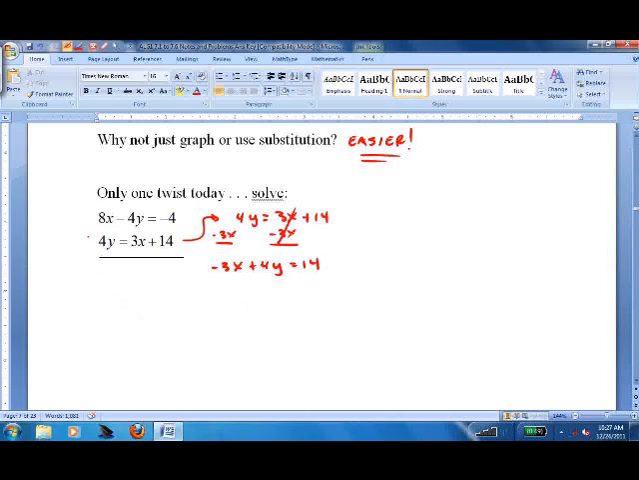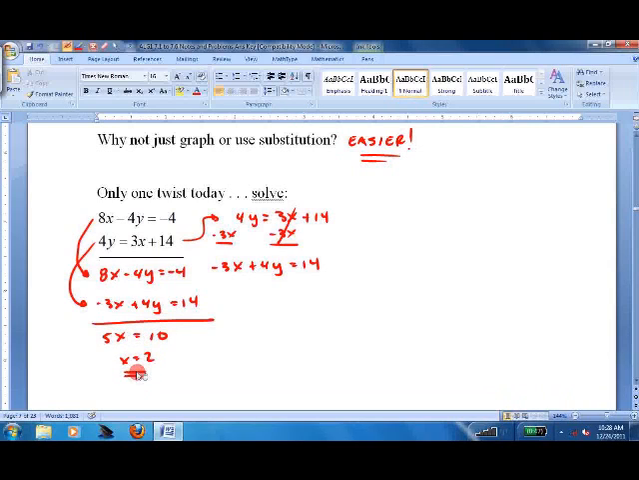We rewrite the two equations. We'll bring this one down. Bring this one down. And now we set it up. The 4y is negative and the 4y is positive, so we can just subtract. We'll be done in no time at all. There's x equals 2. Let's start putting our points up here. So we'll put it into the first equation. 8 times 2 minus 4y equals negative 4, and solve.